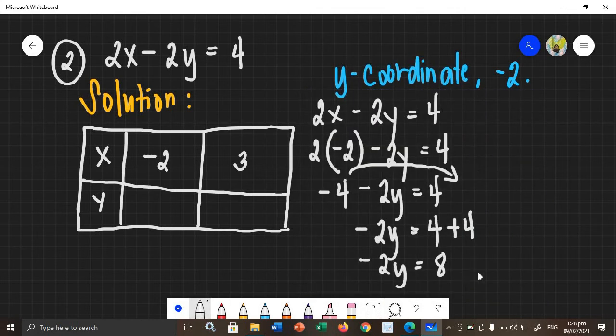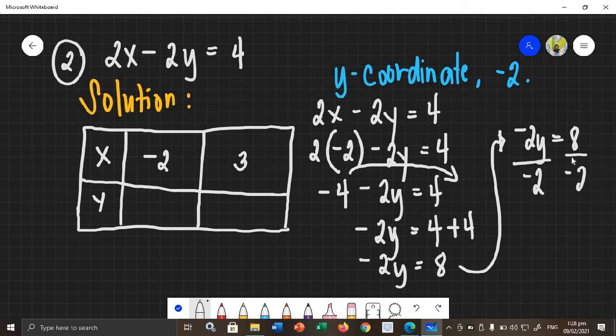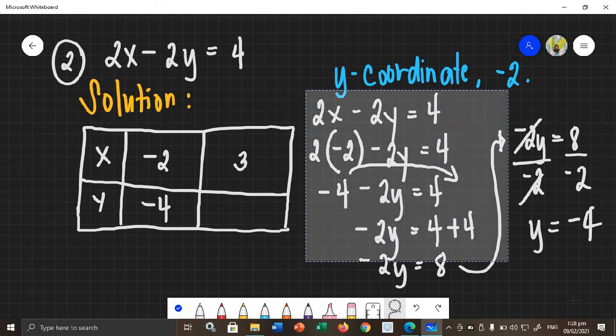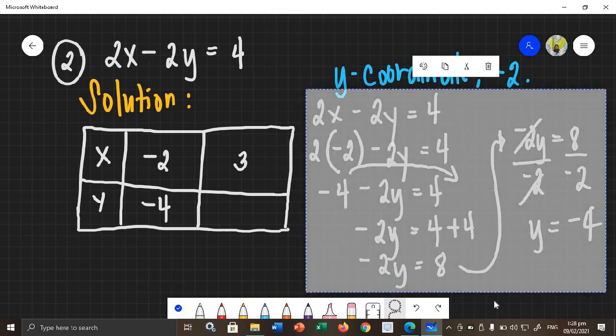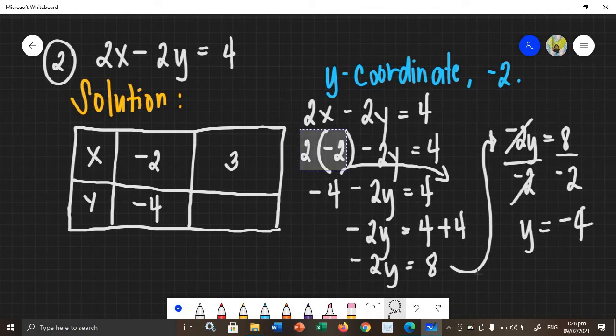And then, continuing the solution, so we need to get rid of negative 2 beside y, diba? So we need to divide both sides by negative 2. And y now will be equal to 8 over negative 2 is equal to negative 4. That will be your first y coordinate. How about the second y coordinate?